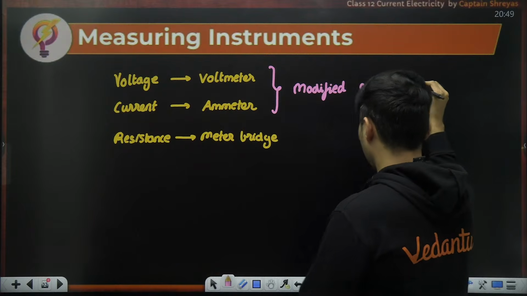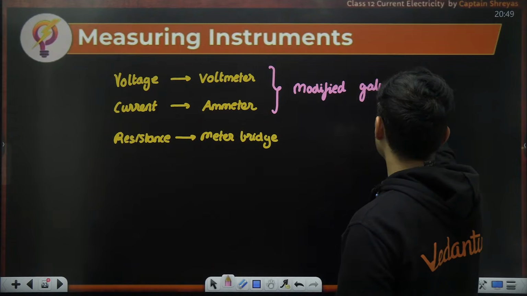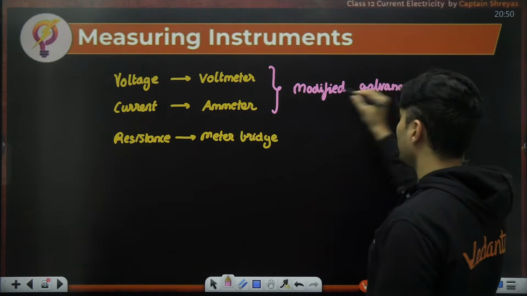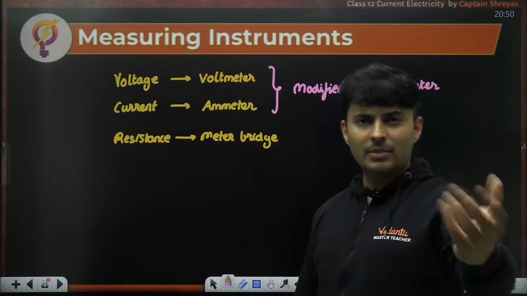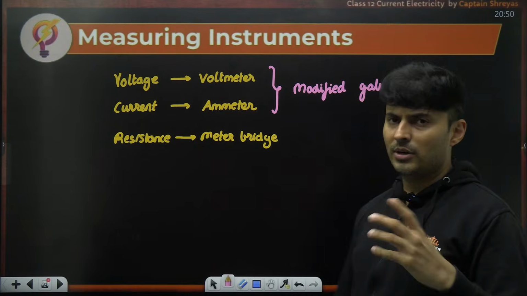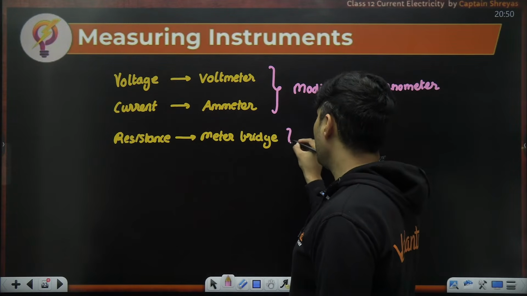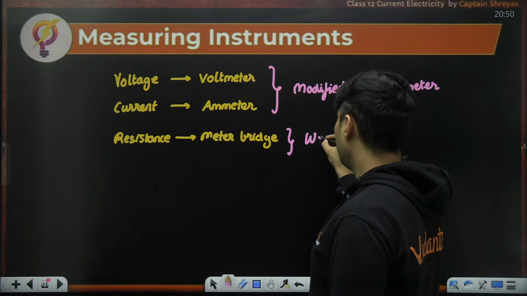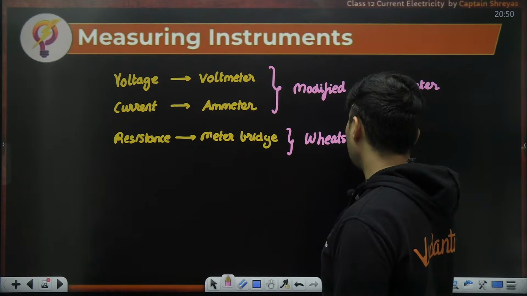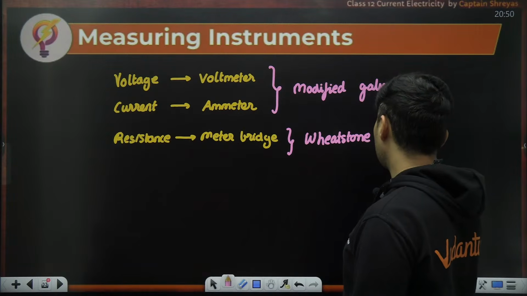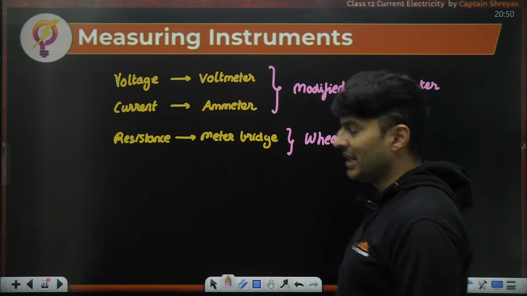What's a galvanometer? We'll come to it. Just a modified galvanometer. If you take a galvanometer and modify it a little bit, then it becomes an ammeter or a voltmeter depending on how it is placed. But the meter bridge is completely based on a completely different concept. It's based on Wheatstone's arrangement, Wheatstone's bridge.